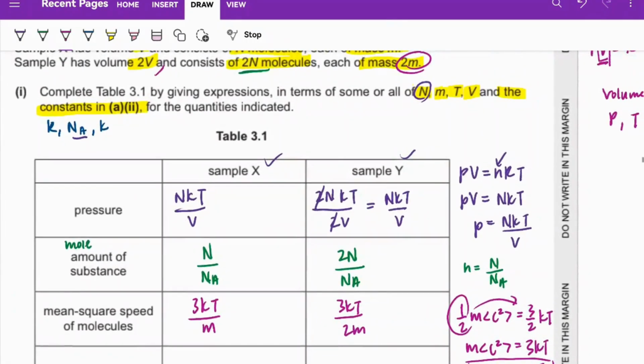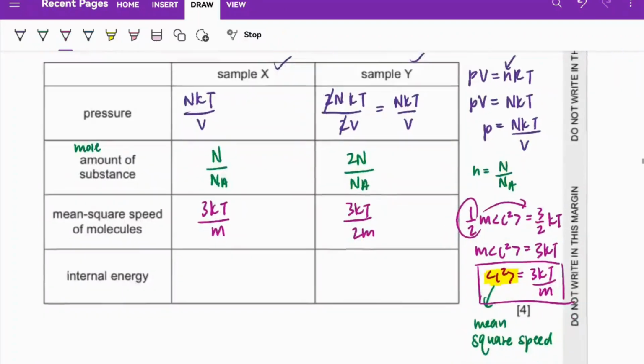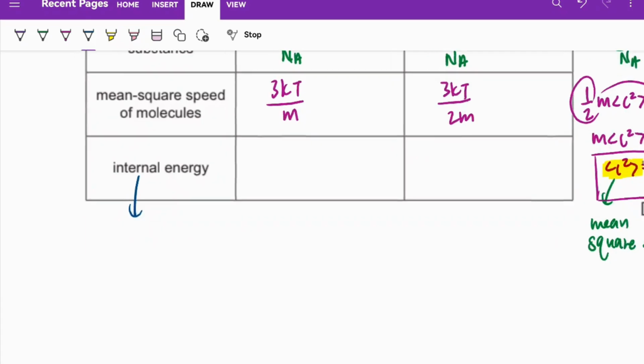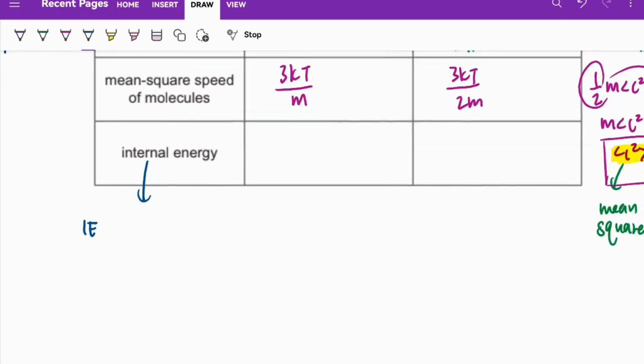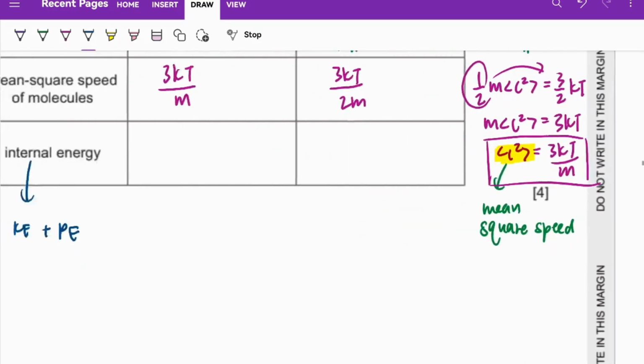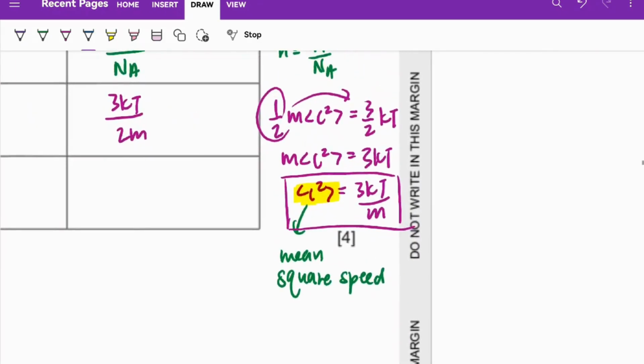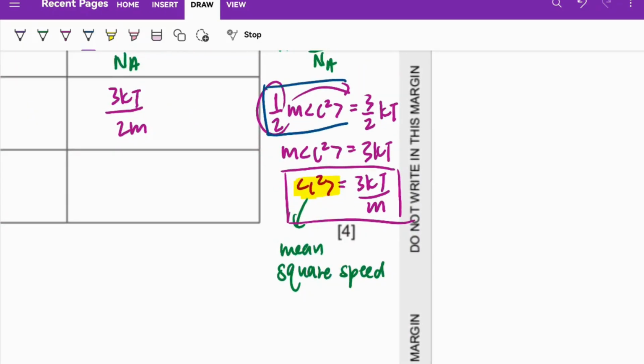Okay. Alright. Then, for internal energy, okay. This is a very important point. For internal energy, we know the formula. I denote internal energy as IE, kinetic energy as KE, and potential energy as PE. So we know kinetic energy, we have the formula of 1 over 2 mv square. That is a normal kinetic energy, but based on ideal gas, we have derived this formula, remember? 1 over 2 m c square.